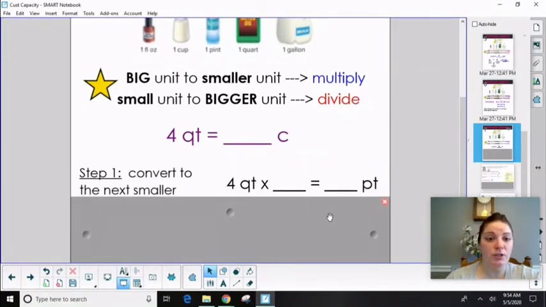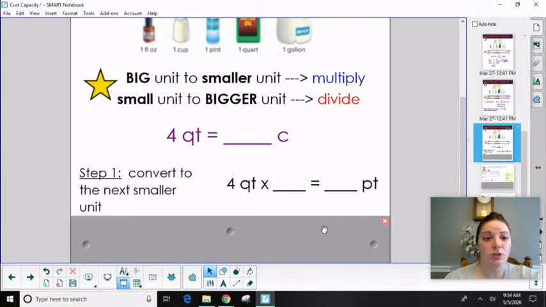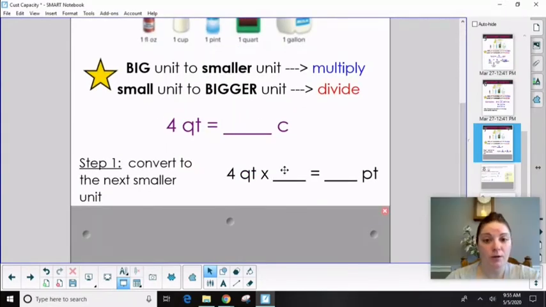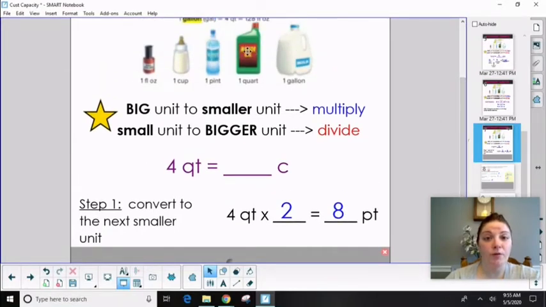So let's do our first step. We're going to get to that next smaller unit. So 4 quarts times what gives us pints? We're multiplying because we're going from bigger quarts down to smaller pints. So how many pints are in a quart? Right here, 1 quart equals 2 pints. So 4 times 2 gives us 8. So our first step, 4 quarts equal 8 of these pints.